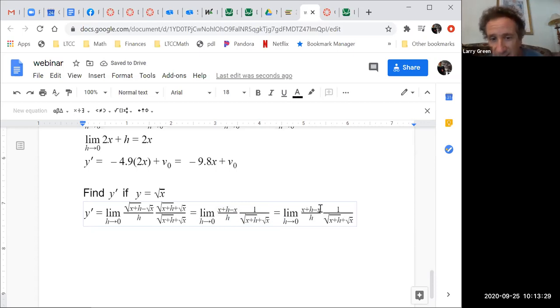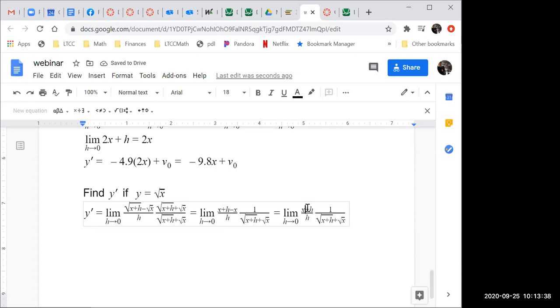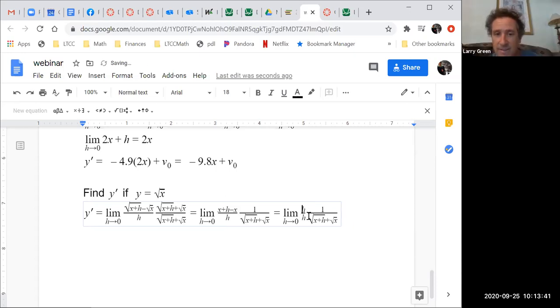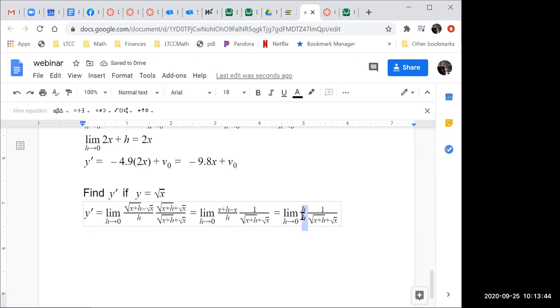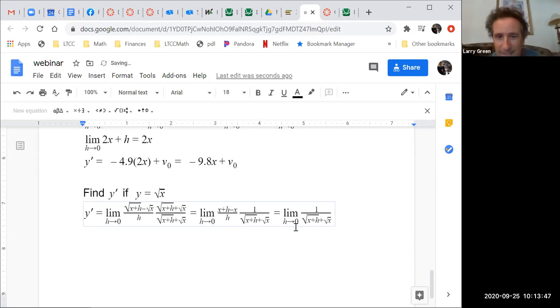I hope you can all do this easily. What's x plus h minus x? h. And what's h over h? 1. That goes away completely. Once we cancel, what do you always do after you cancel? Plug in. So we're going to plug in h equals 0. And you just get 1 over 2 root x.